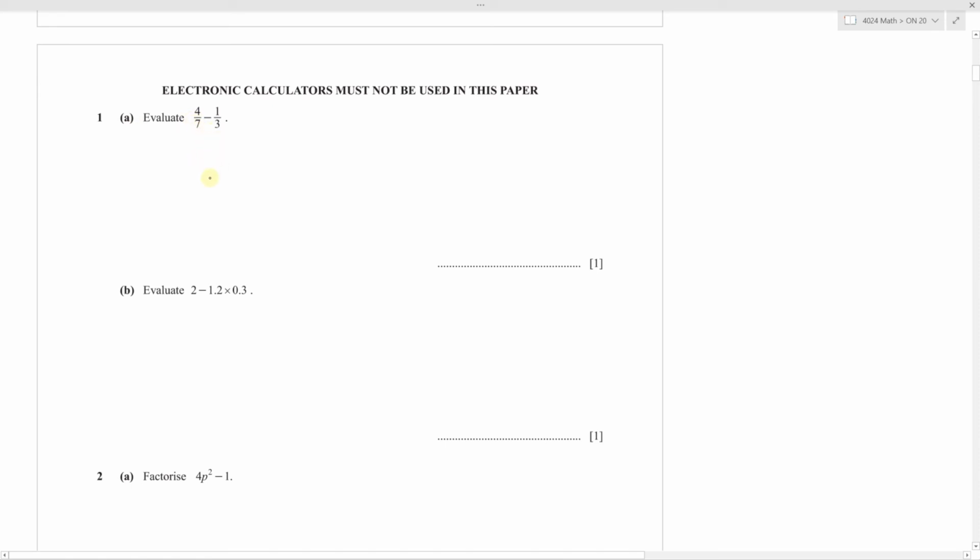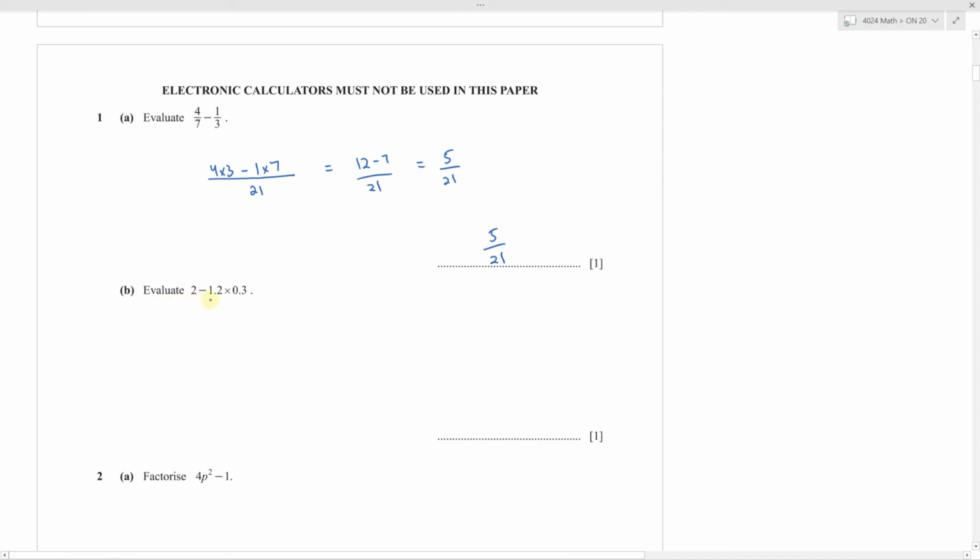Since 7 and 3 do not have a common factor, their LCM will be simply 7 times 3, which is 21. So this 4 will be multiplied by 3, since this denominator was multiplied by 3 as well to get this 21. So 4 times 3 minus 1, and this 1 will be multiplied by 7, since you multiplied this 3 with 7 as well. So minus 1 times 7. So this will be 12 minus 7 over 21, and 12 minus 7 will be 5 over 21. So this will be your answer.